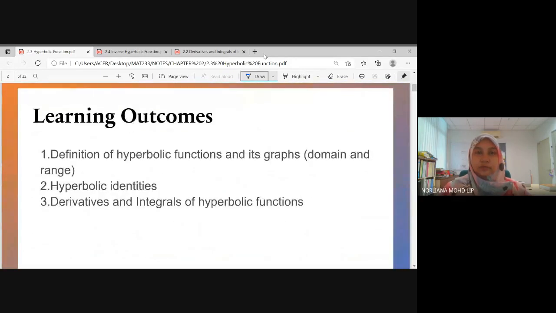Okay, the learning outcome of this subtopic. By the end of this subtopic, you should be able to identify the definition of hyperbolic function and its graph, the domain and range, especially for the main hyperbolic functions: the hyperbolic sine, hyperbolic cos and hyperbolic tangent. And second one, the hyperbolic identities. And the last one, derivative and integrals of hyperbolic function.